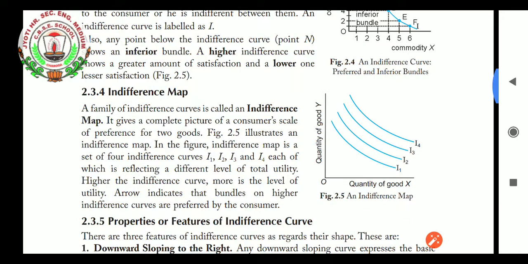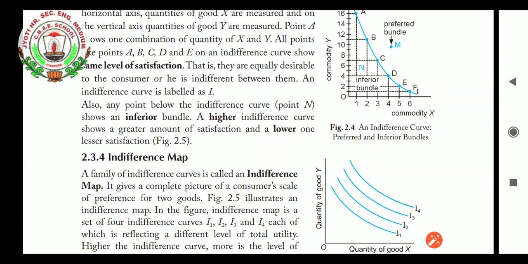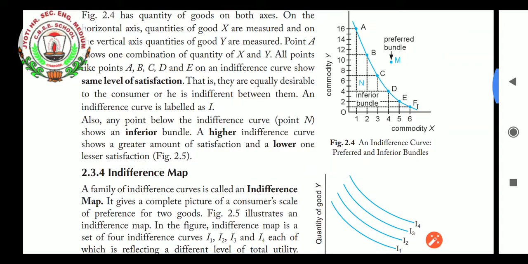Indifference map. A family of indifference curves is called an indifference map. Means same way, if we are seeing two and more goods, more than two goods, same way the indifference curve is shifting from left to right. That one by one shifting is considered as indifference map. It gives a complete picture of a consumer's scale of preference for two goods.